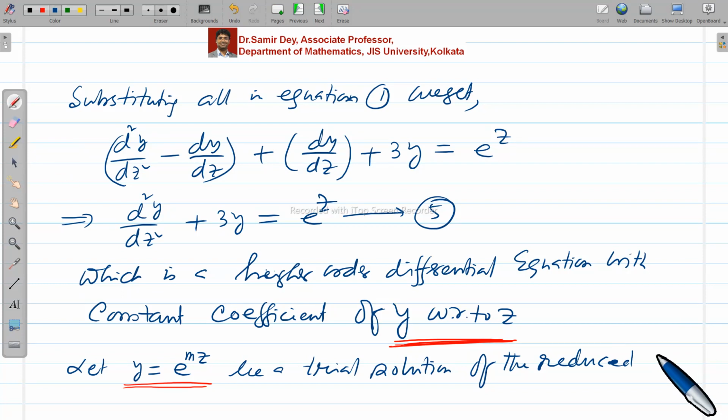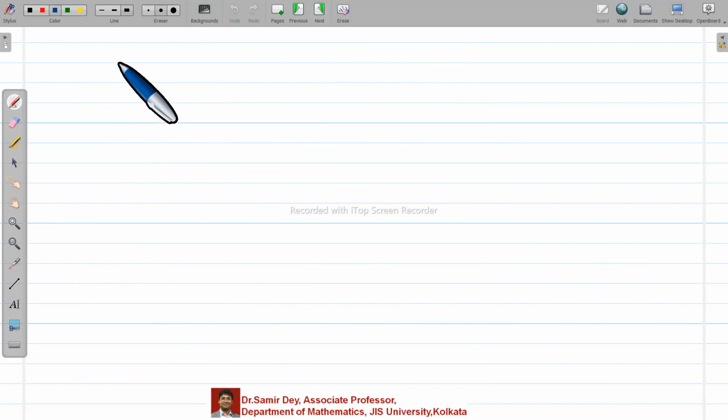Of the reduced equation. Clear? In this line, the reason I'm considering y equals e to the power mz is that it is a z function, not x. So according to the function you should consider it. What will be the reduced equation? Next slide I should write d square y by dz square plus 3y equals 0.